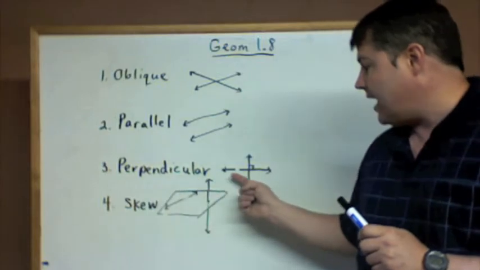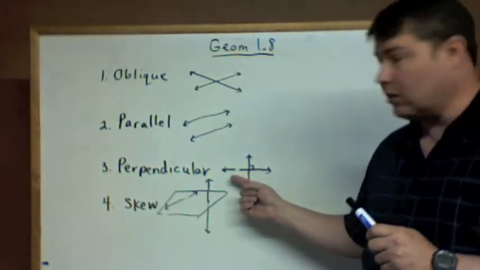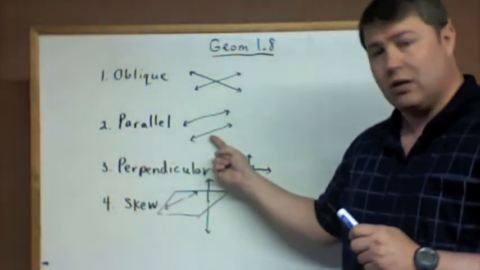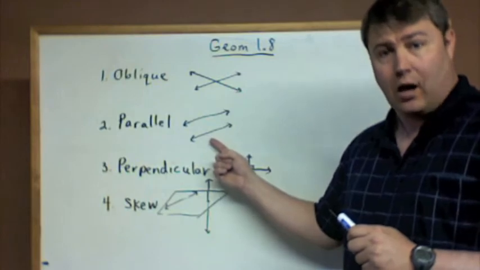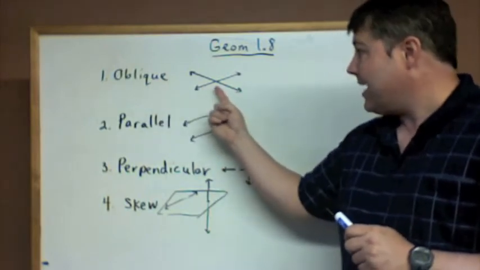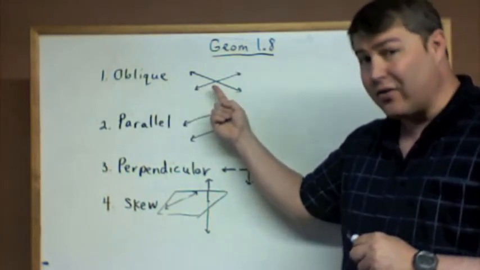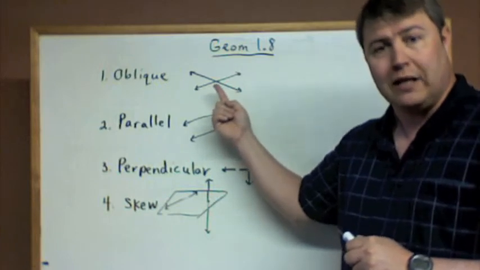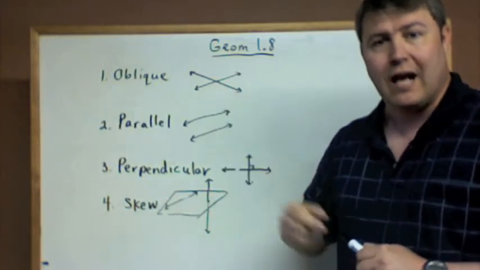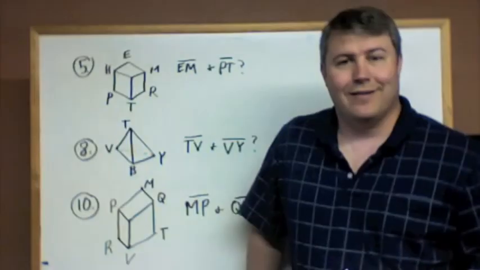Same plane, meet at a 90-degree angle, perpendicular. Same plane, never meet, parallel. Same plane, intersect at something other than a 90-degree angle, oblique. Now let's do some examples.